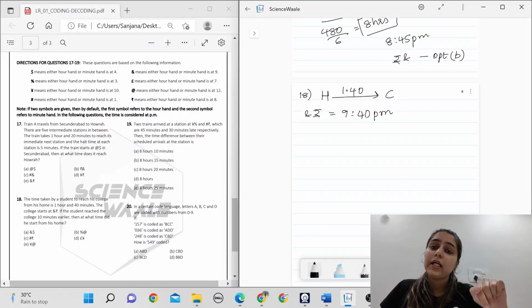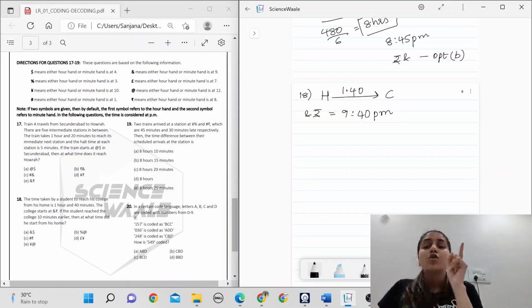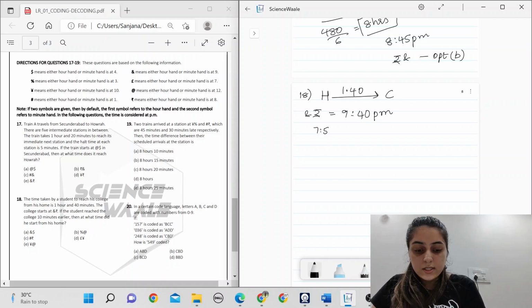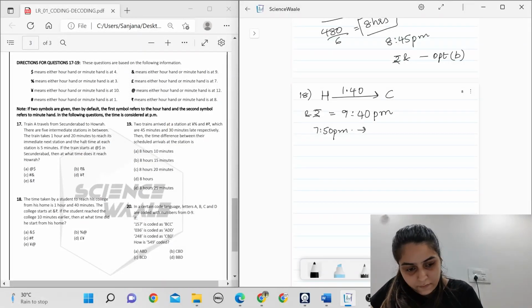But here they are telling us that he reached 10 minutes earlier, which means he started 10 minutes earlier. So 8 p.m. minus 10 minutes, he started at 7:50 p.m. The answer is 7:50 p.m. So if we write it in the code language, 7 is for one letter and 50 is for another. So the option is option D.